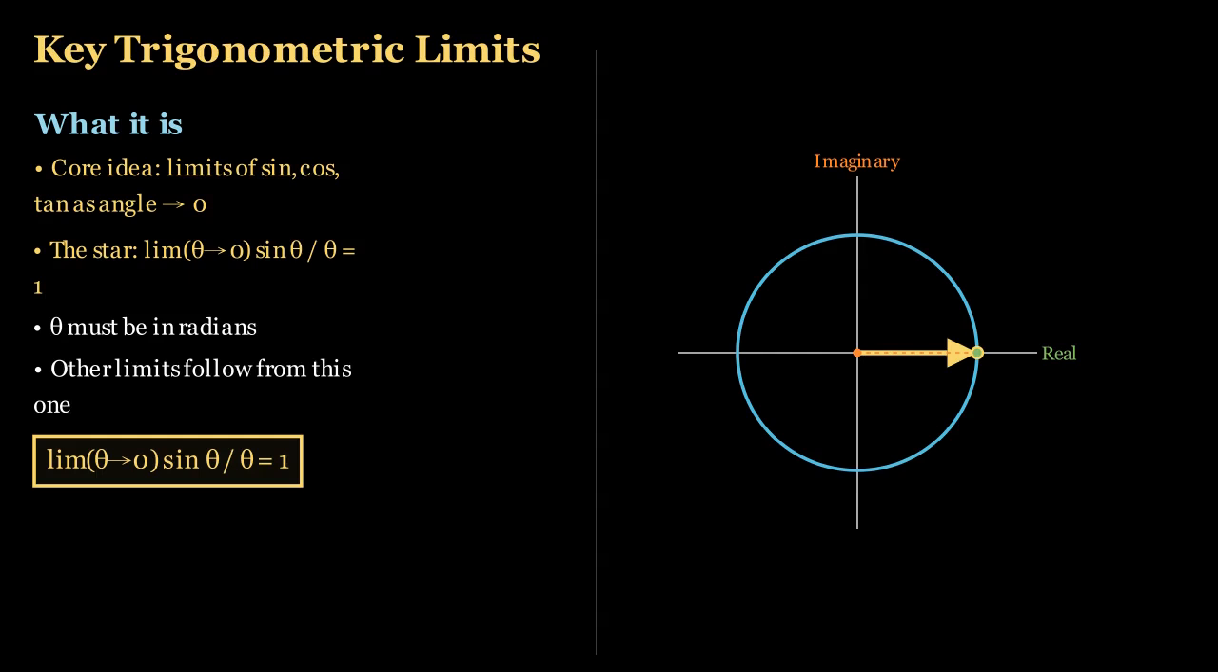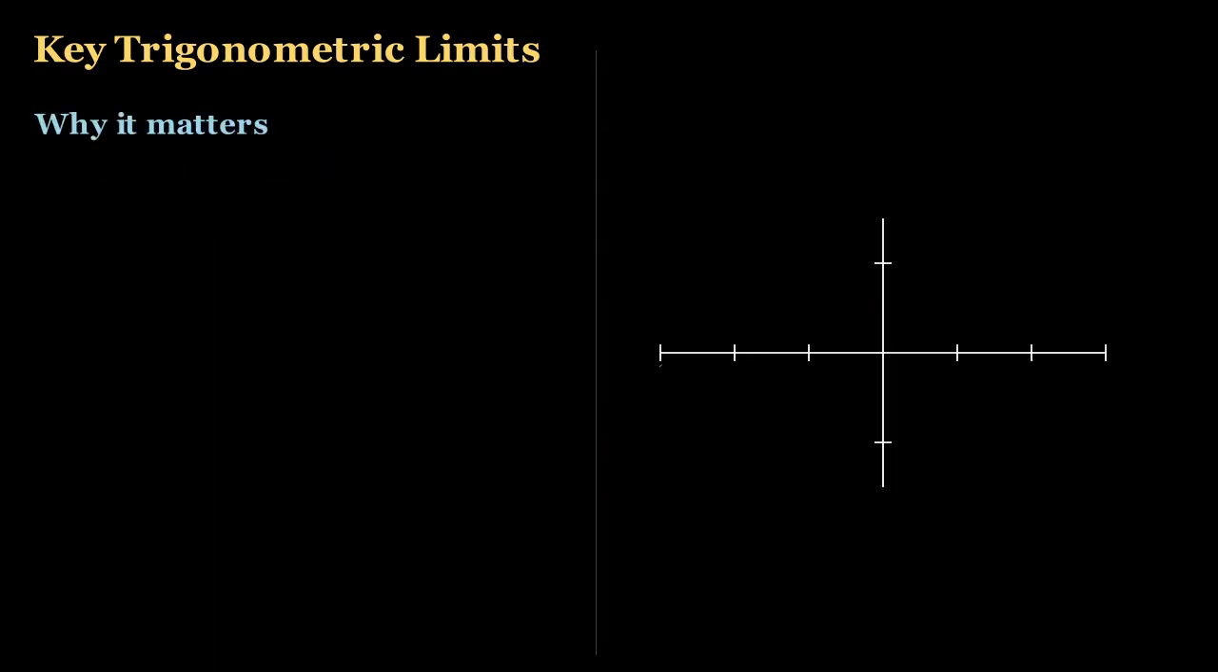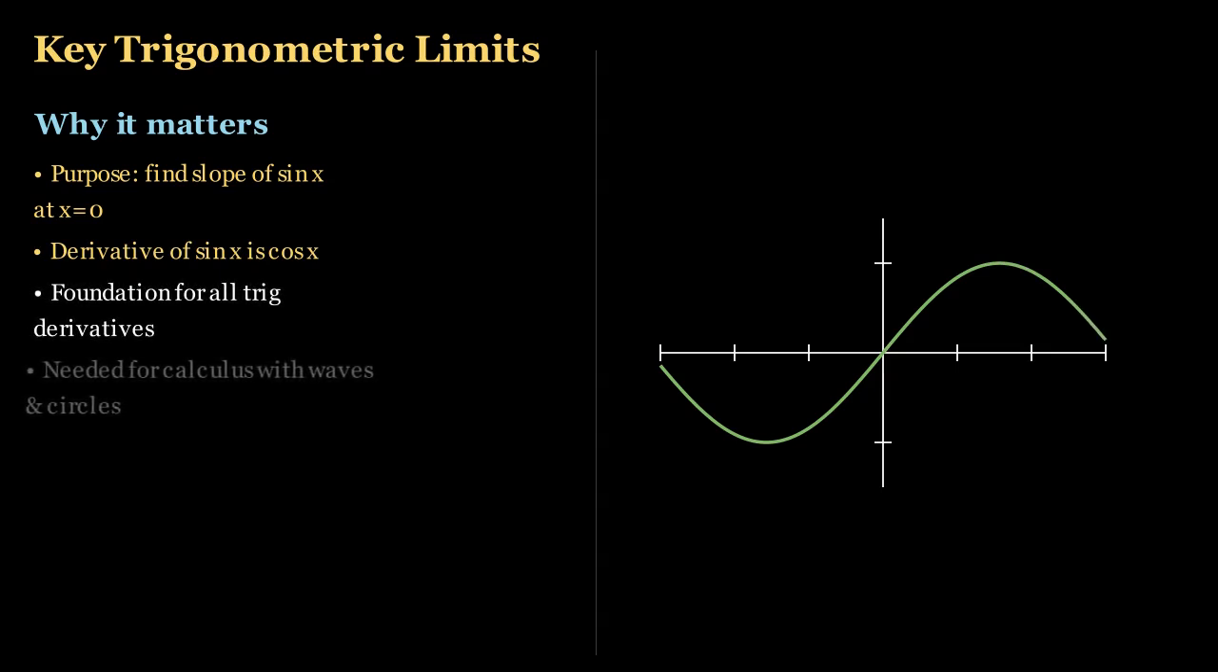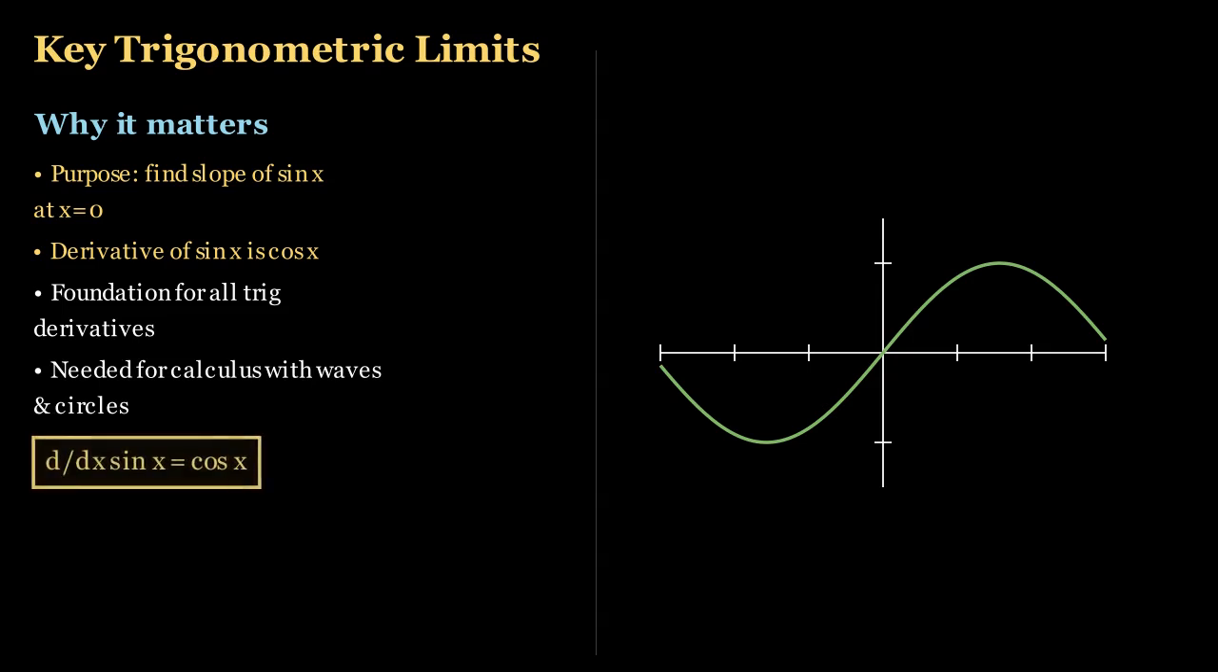So why do we care about a limit at 0? Because it unlocks the derivative of sine. To find the slope of the sine curve at the very start, at x equals 0, we need to evaluate exactly this limit, sine of a tiny step divided by that tiny step. That slope turns out to be 1, which is cosine of 0. In fact, this limit is the key that proves the derivative of sine is cosine, and the derivative of cosine is negative sine. Without it, we couldn't do calculus on any wave, circular motion, or oscillation. It's the tiny hinge that the whole door of trigonometric calculus swings on.